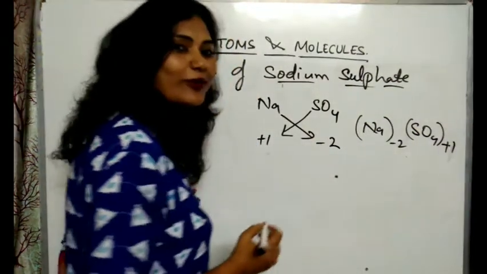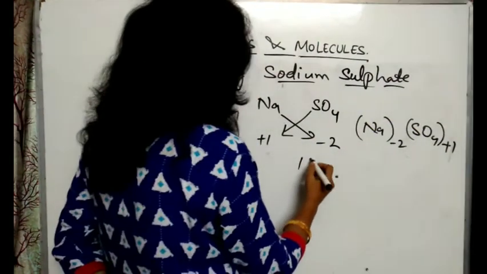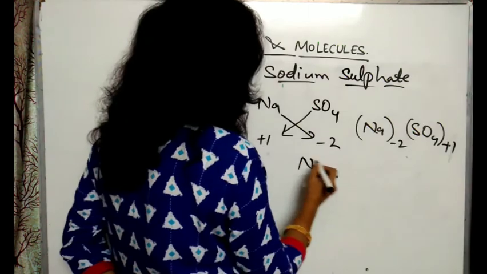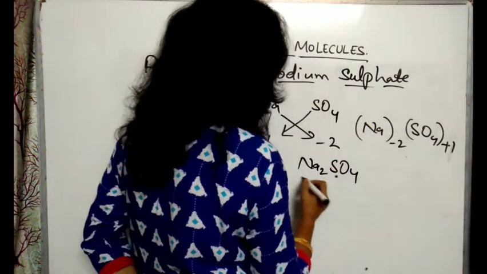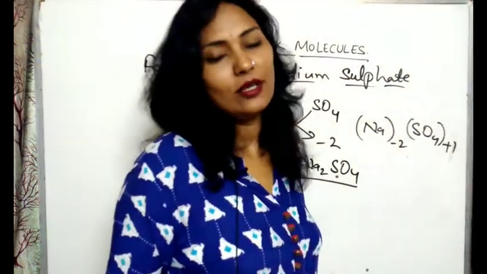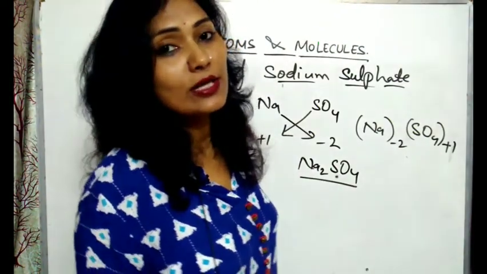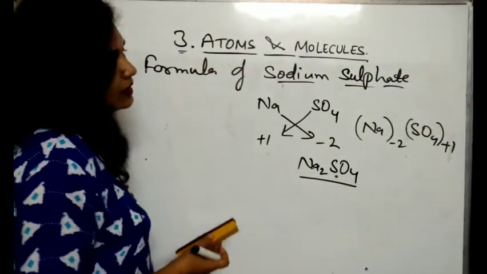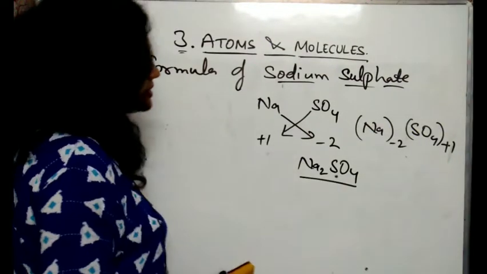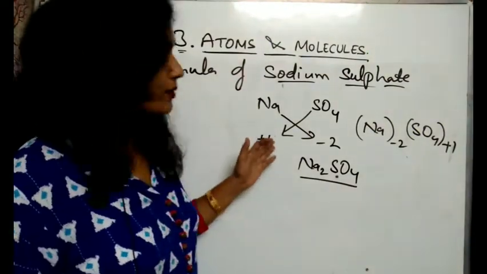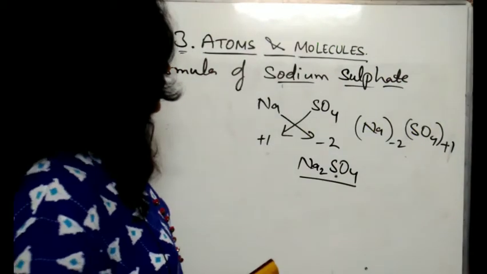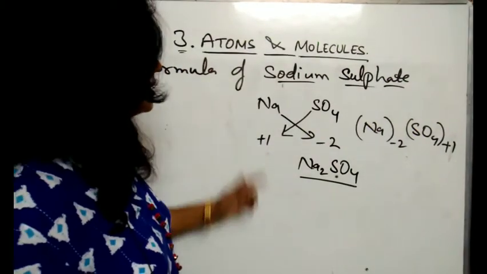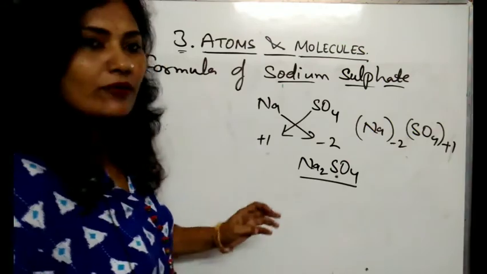Okay, so what we will do, we will just take off the bracket: Na2SO4. Ignore the 1. If 1 is there, then we should ignore that 1. Now we can take another example. These valencies are the same, like the valency of sodium is +1. Okay, now we can take another example. Sodium sulfate we have done.